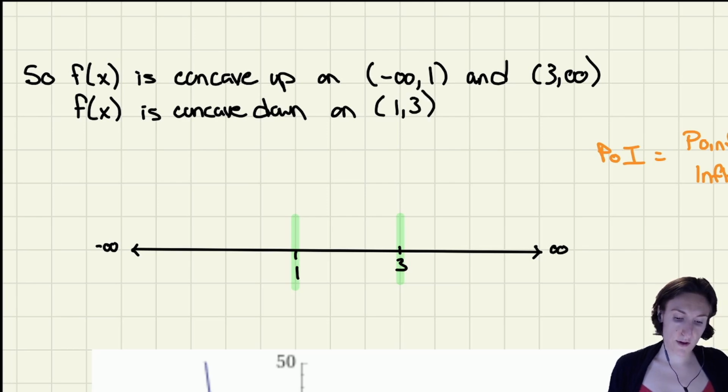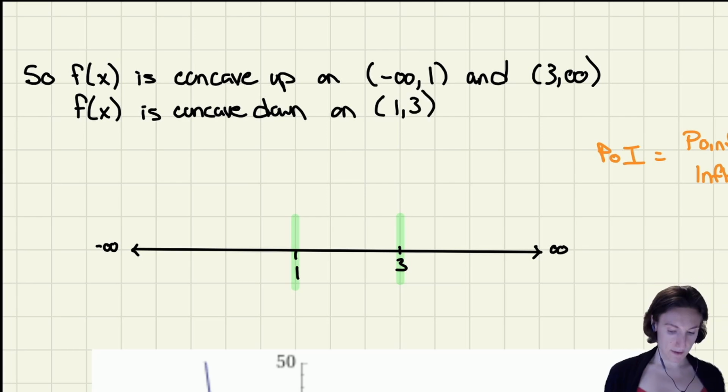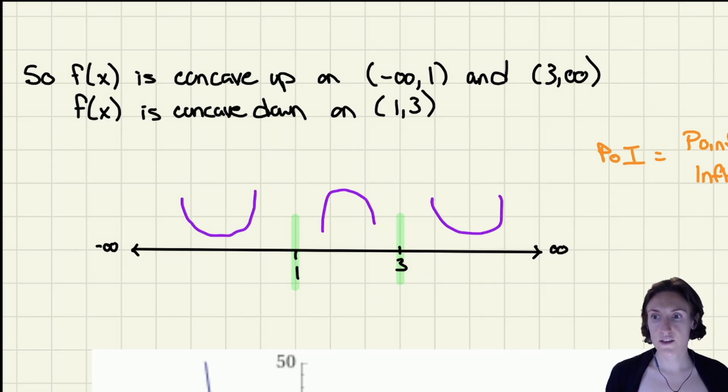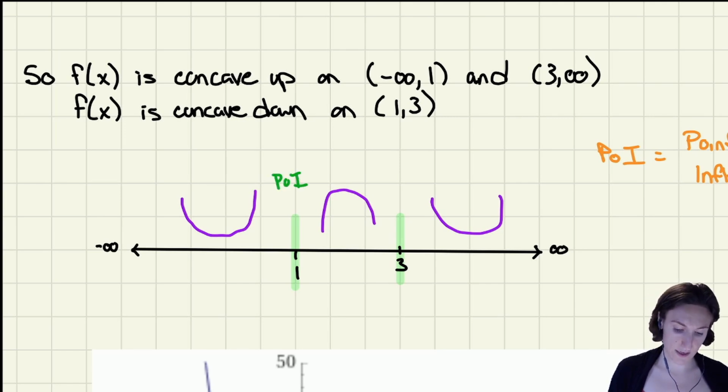Now, for concave up, again, think smiley faces and frowny faces. So we have a smiley face here, a frowny face here, and then a smiley face here. And then these are the points of inflection. Okay, so this is concave up, concave down, concave up.